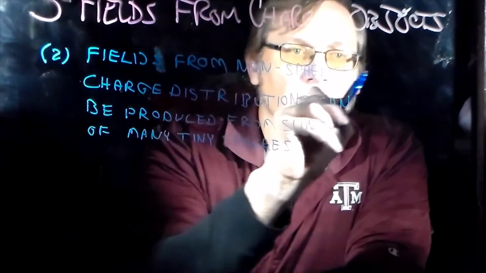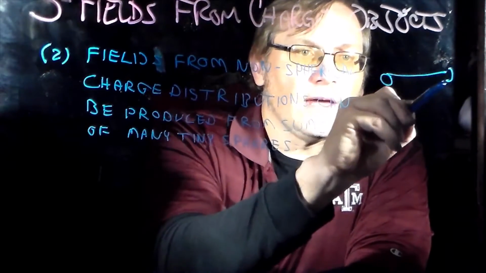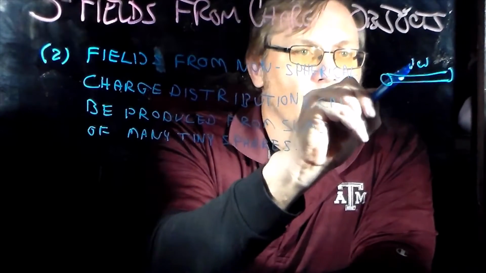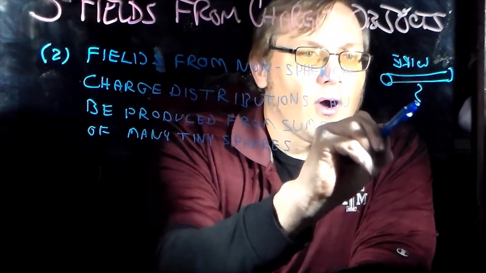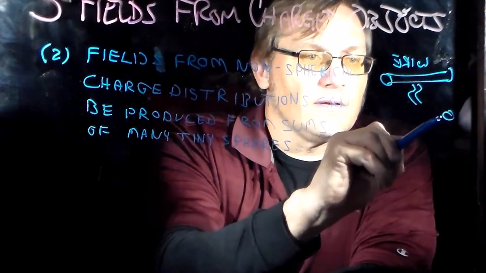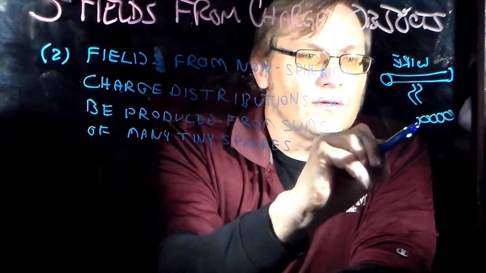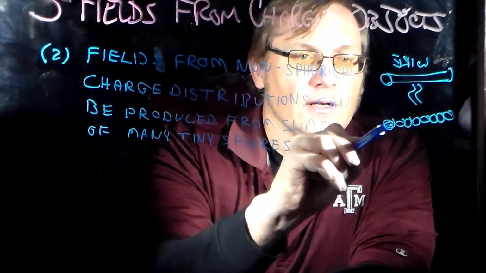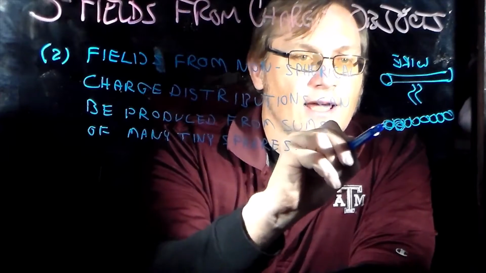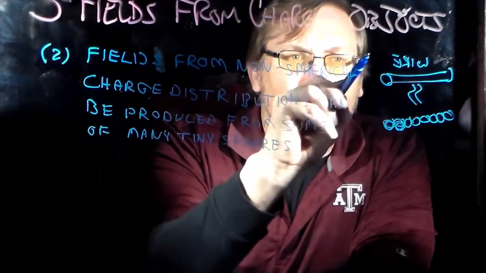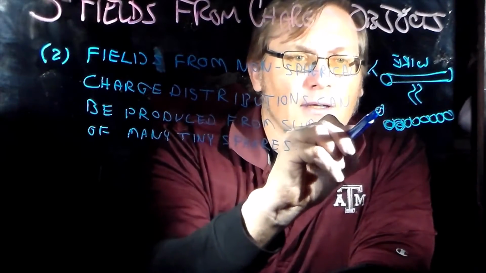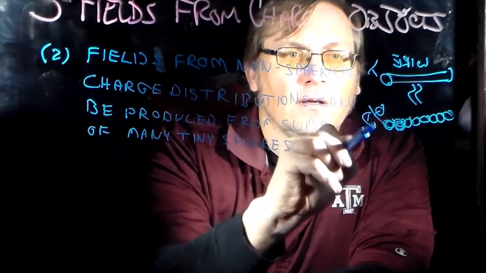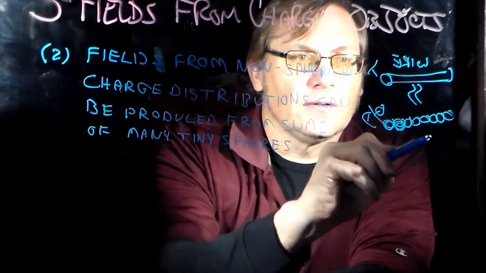For example, if you had a wire like that, and you wanted to figure out what the field was coming out of the wire, this is approximately the same field as if you took a bunch of spheres and packed them into that wire, so that each one of these spheres had the right amount of charge to end up with the same density of charge there.